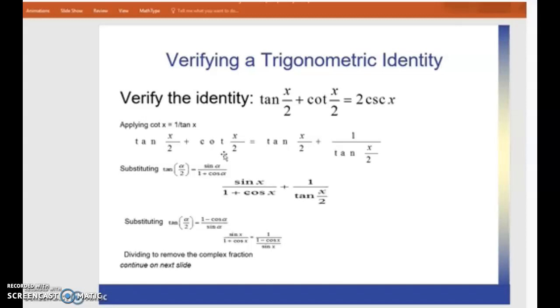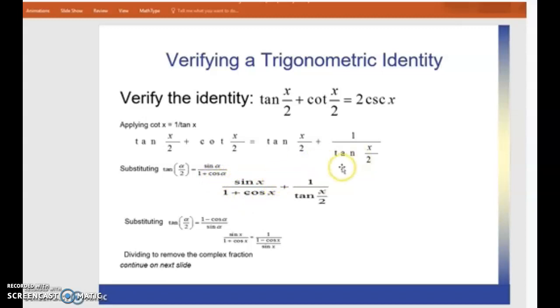And as you can see, the cotangent of x over 2 has been replaced with 1 over the tangent of x over 2. Now substituting one of the half angle identities for tangent. We have the tangent of the angle over 2, and we actually have it here. So making this substitution first, we have it twice. Starting here, replacing that with the half angle identity, sine of the angle over 1 plus the cosine of the angle.